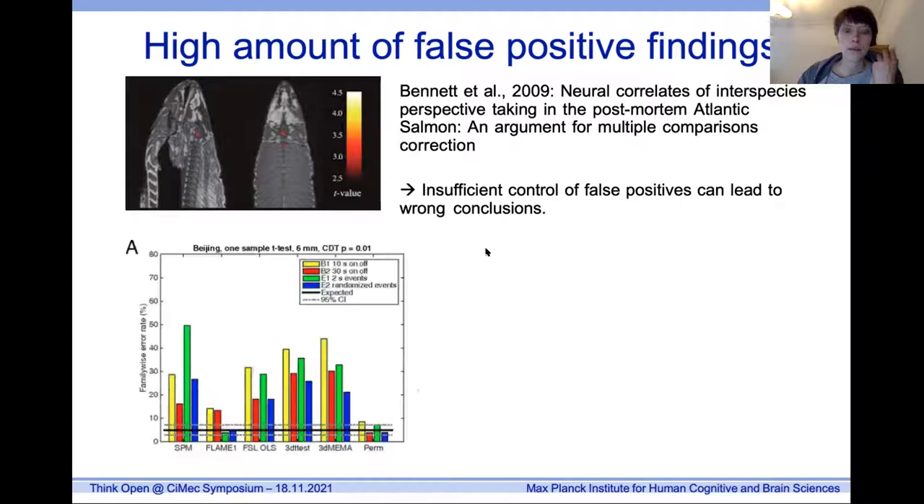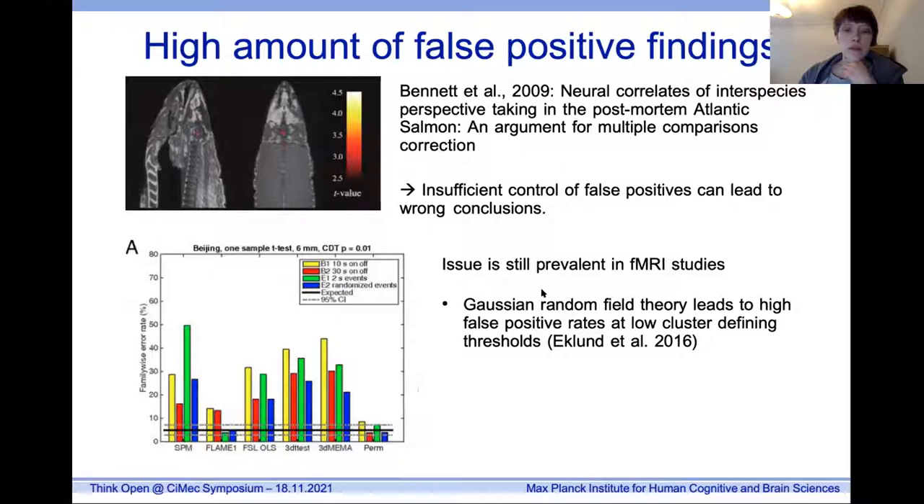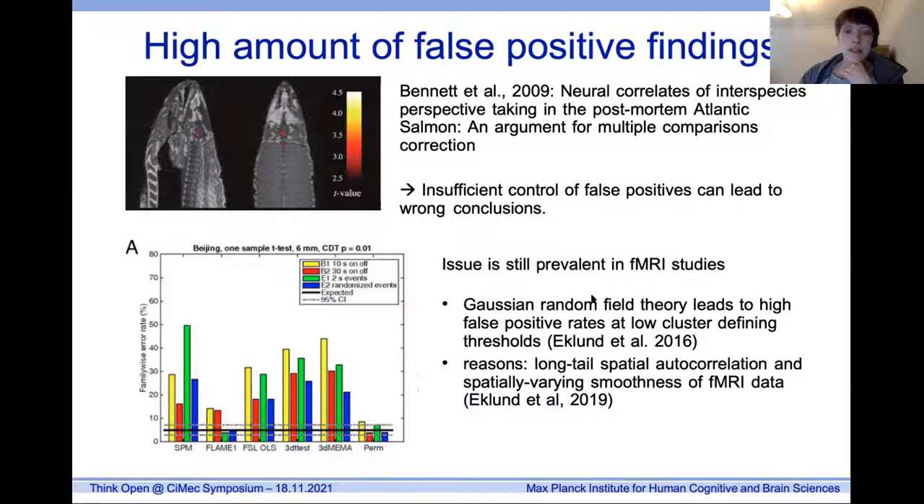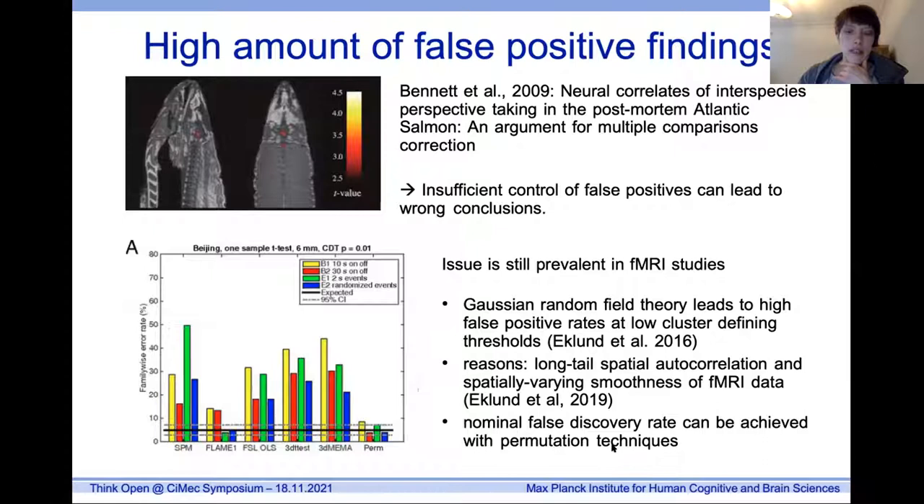And the issue is, I would say, still prevalent. In the studies by Eklund, it was shown that mainly Gaussian random field theory leads to those high false positive rates when using low cluster defining thresholds. And this is basically a consequence of the properties of the fMRI data, so long tail spatial autocorrelation and also this spatially varying smoothness. This was shown in the follow-up data where they addressed several critiques of their original studies. And luckily there's also a way around, which is using permutation techniques for inference instead of using Gaussian random field theory.